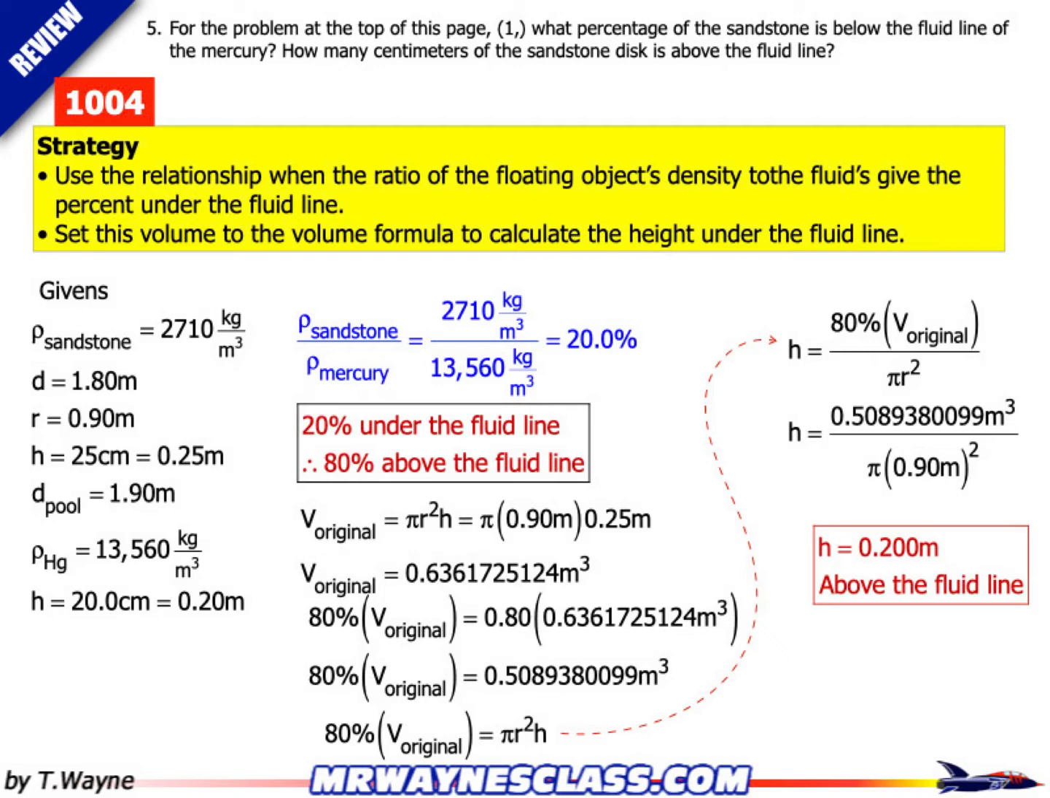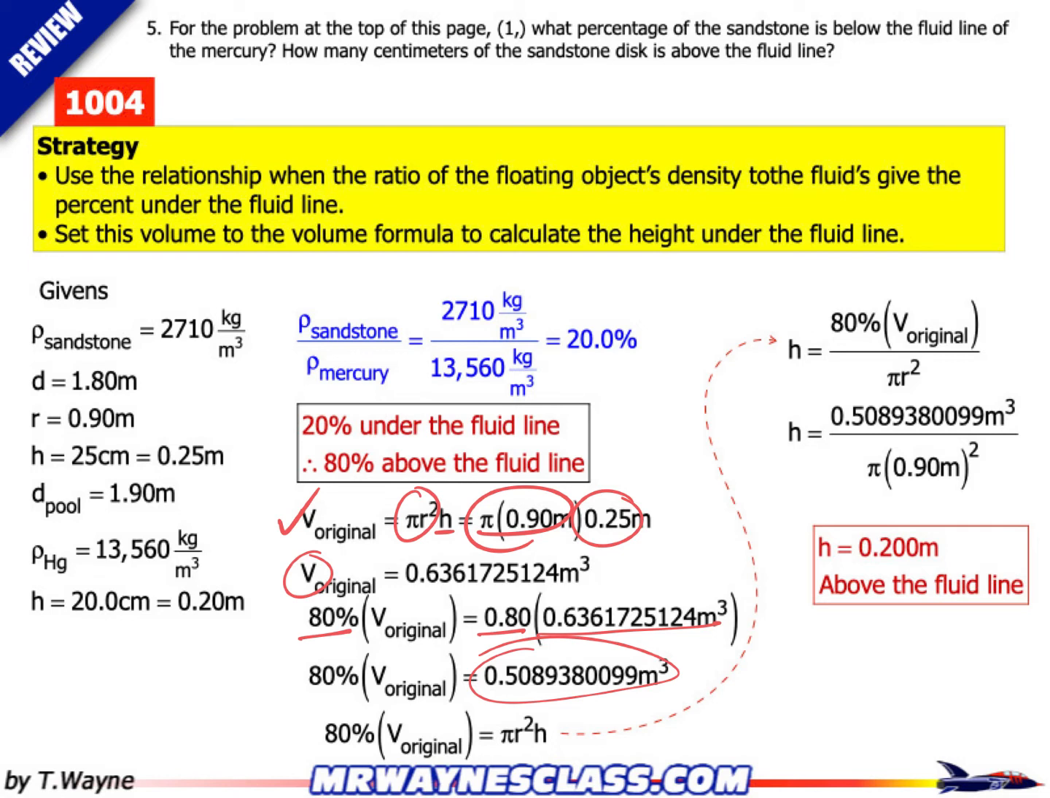All right, next. I know the volume is going to be the area, pi r squared, times the height. So pi r squared, again, the numbers came from problem 1000, times the height. So that's the volume of the original block, the whole block. And now I know that 80% of that volume is actually above the water line. So 80%, 0.8 times the whole volume, and that gives me the 0.509 meters cubed. So the 0.509 meters cubed, that's the volume that's above, so I've got to figure out the height.